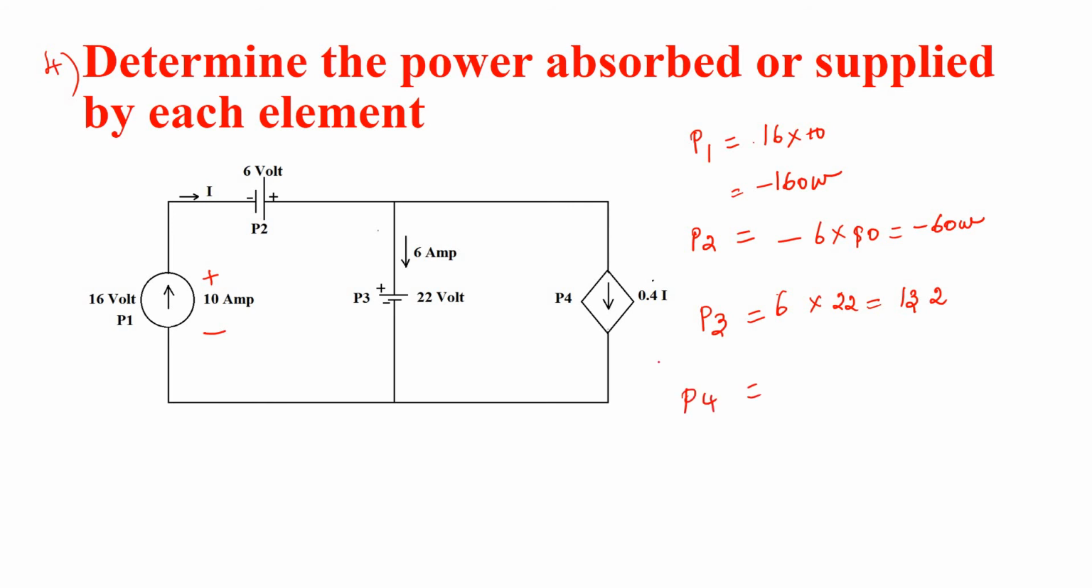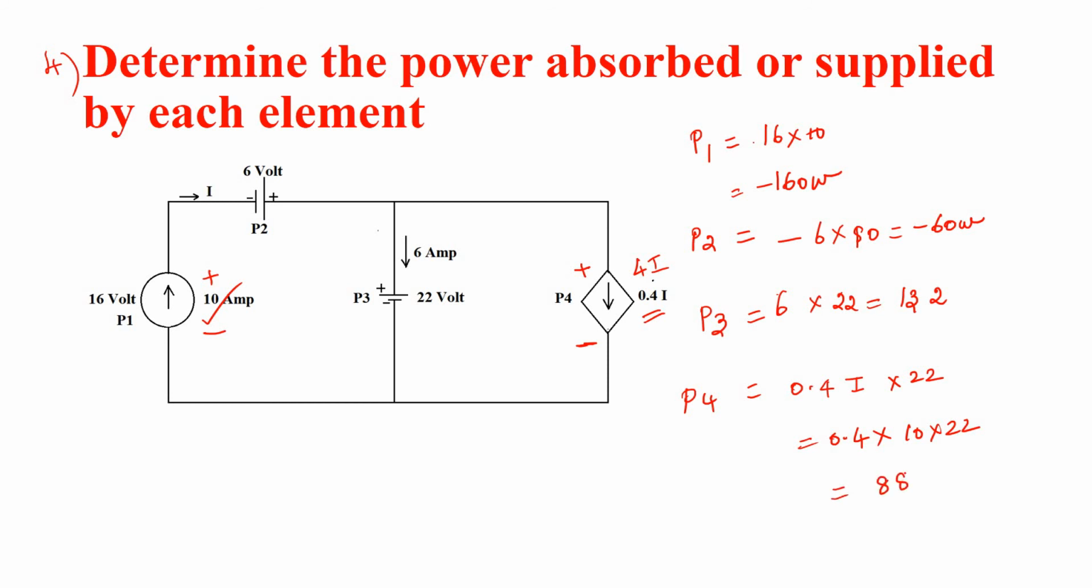Then consider P4. P4, the current source given is 0.4 I. So what is the value? I is equal to 10. So that is 4 I. So how to find out P4? P4 is the multiplication of current into voltage. The current is 0.4 I. Here also the power is absorbed. Positive absorbed. 0.4 I into 22. So 0.4 into, what is the value of I? I is equal to 10 ampere into 22.